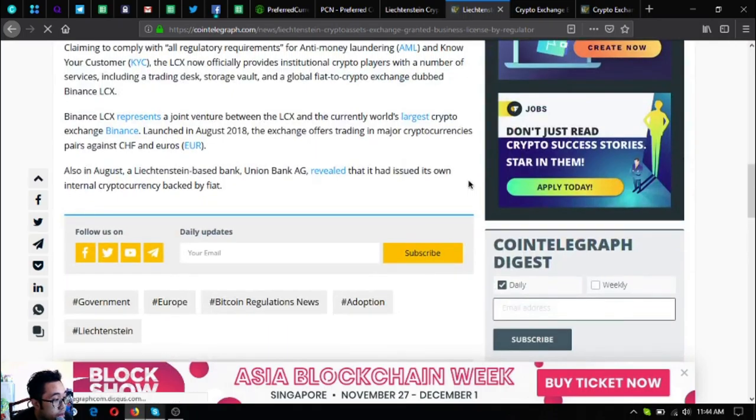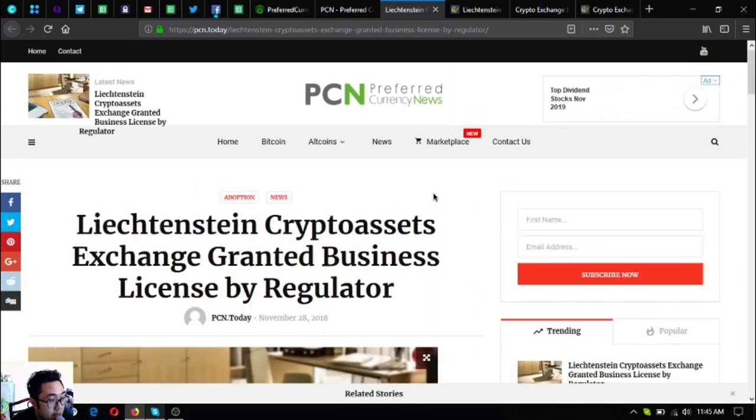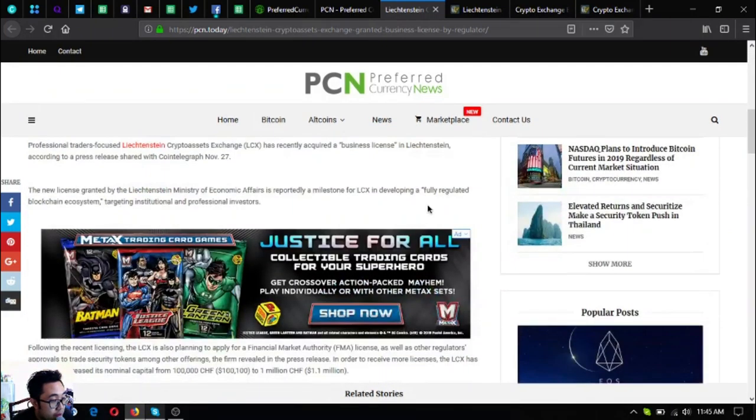Okay, so Binance LCX represents a joint venture between the LCX and the current world's largest crypto exchange, Binance. Launched in August 2018, the exchange offers trading in major cryptocurrency pairs against CHF and Euros. Also in August, a Liechtenstein-based bank, Union Bank AG, revealed that it had issued its own internal cryptocurrency backed by fiat. Right, so that is the main topic. So this is very good news, as more and more progress in cryptocurrencies, as you can see.